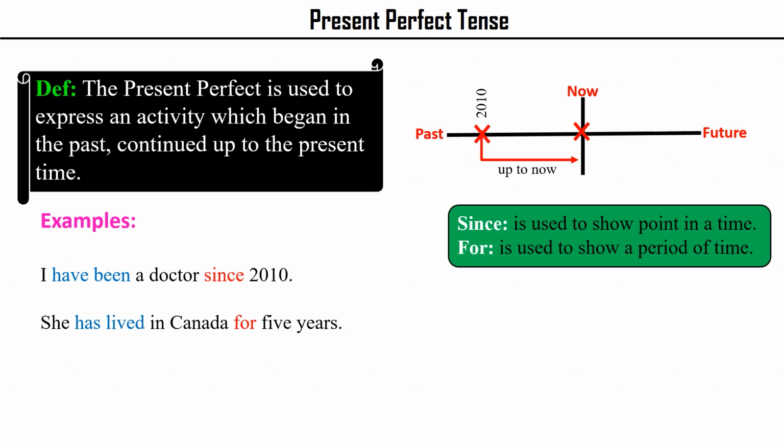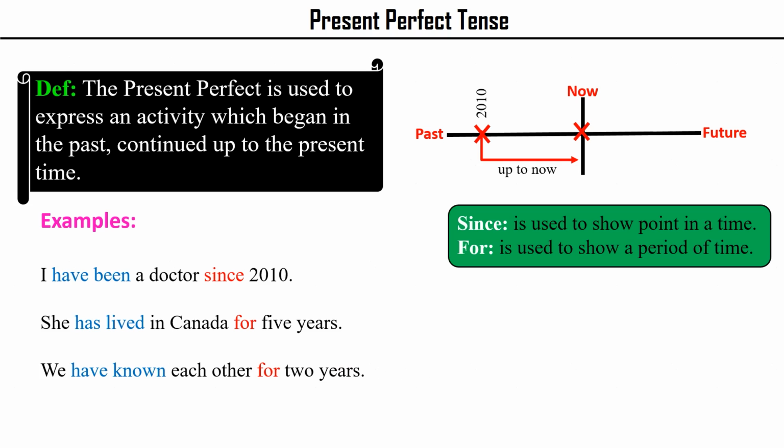Or she has lived in Canada for 5 years. She moved to Canada. She started to live in Canada 5 years ago. She still lives in Canada. She has lived in Canada for 5 years. How long has she lived in Canada? She has lived in Canada for 5 years.